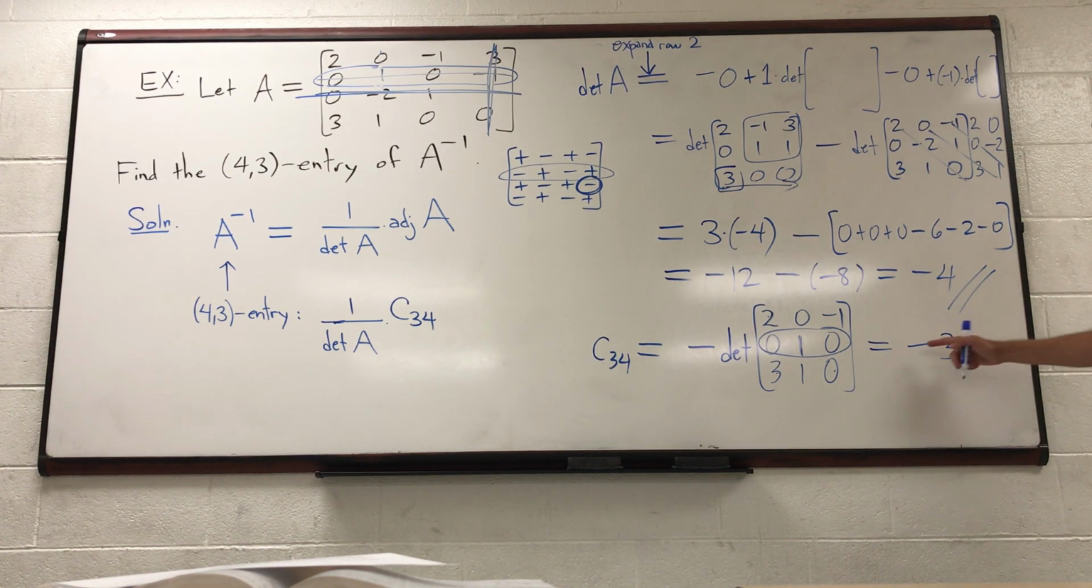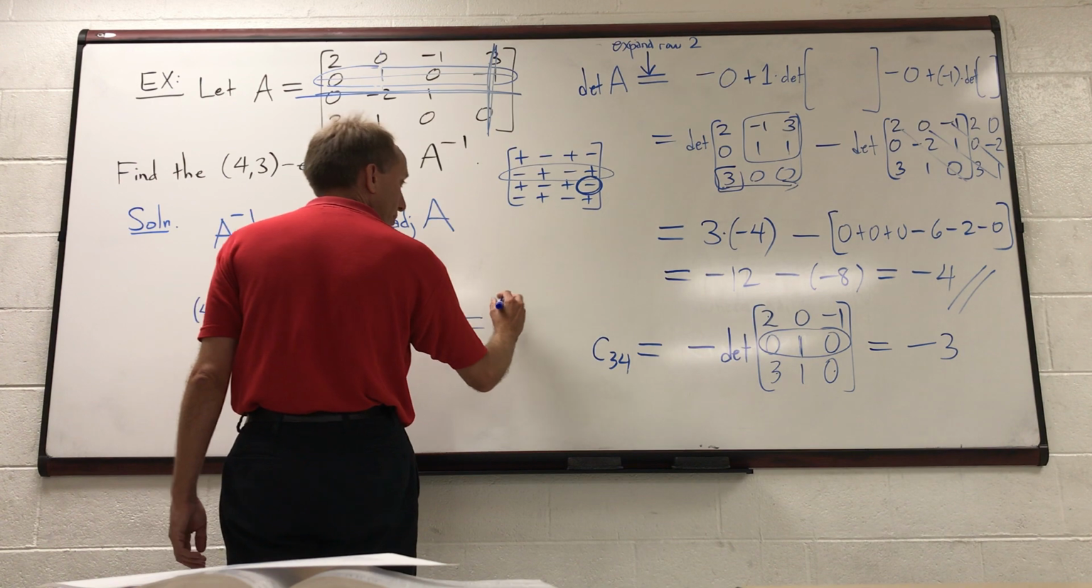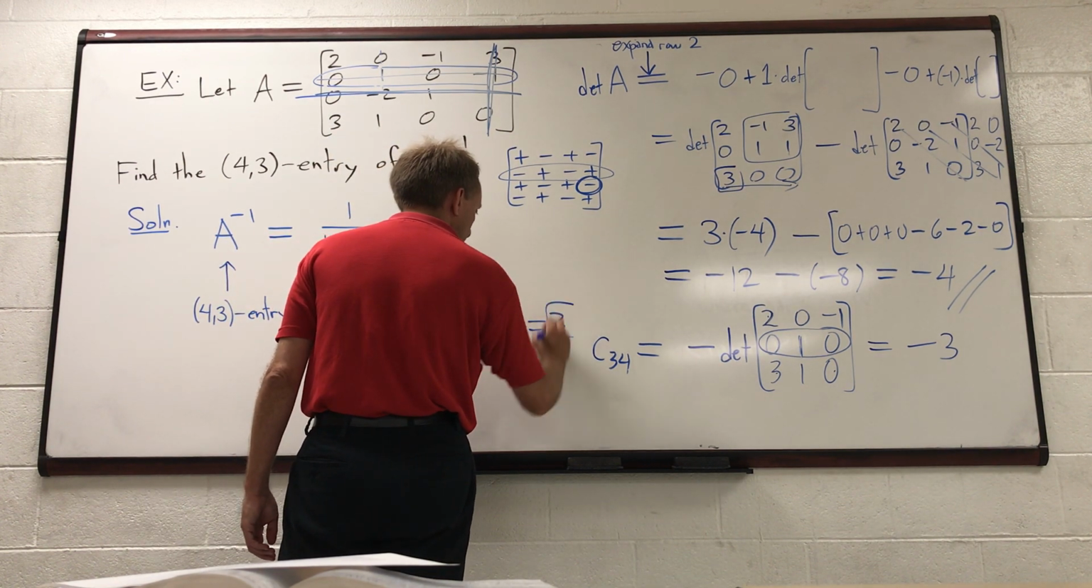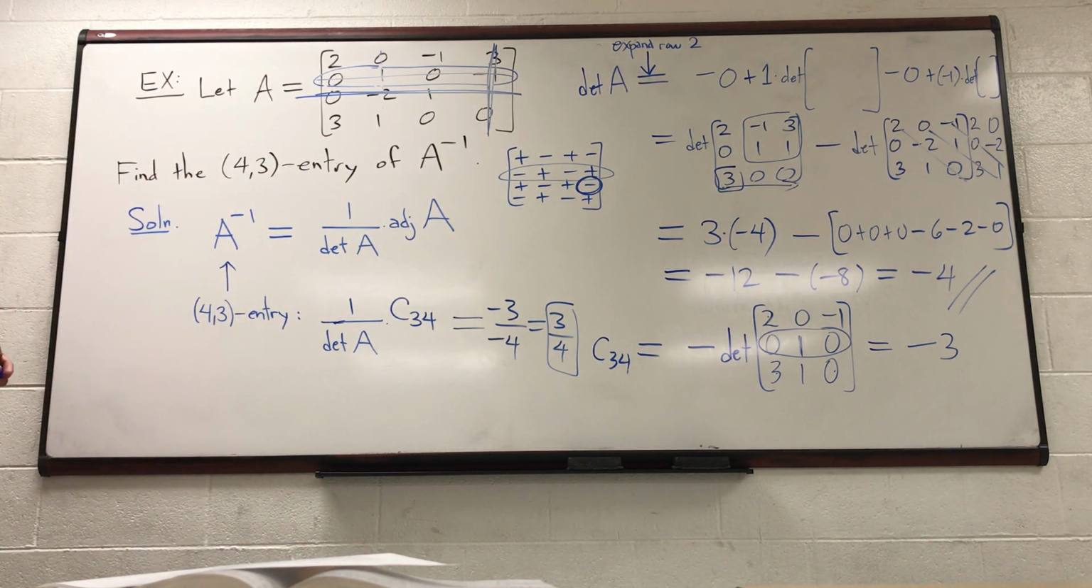Great. So minus of 3 divided by negative 4. So my answer for the 4-3 entry is negative 3 divided by negative 4, or in other words, 3/4. So that's the final answer, 3/4. Okay, does this make sense?